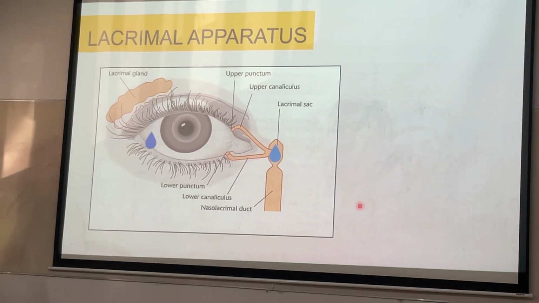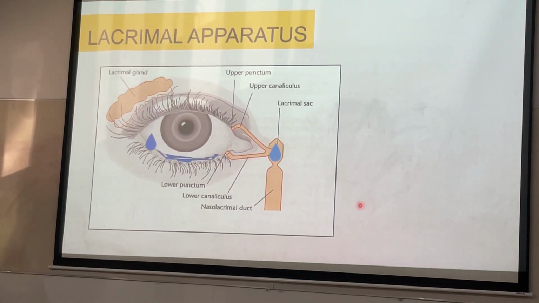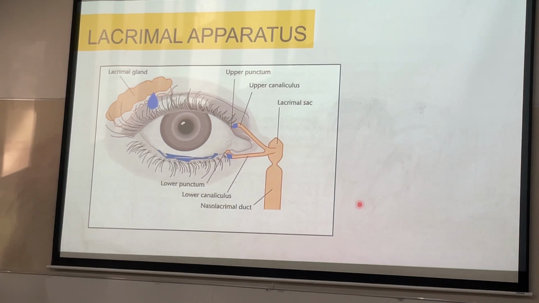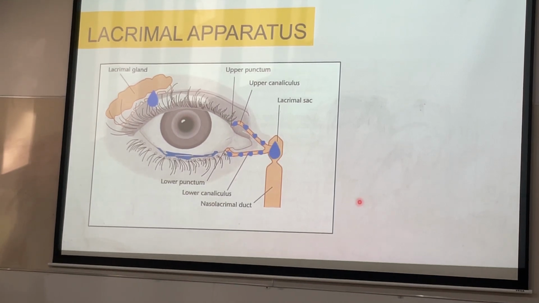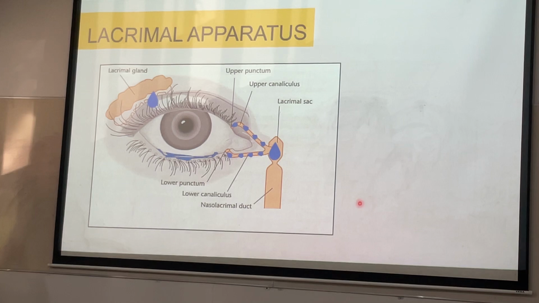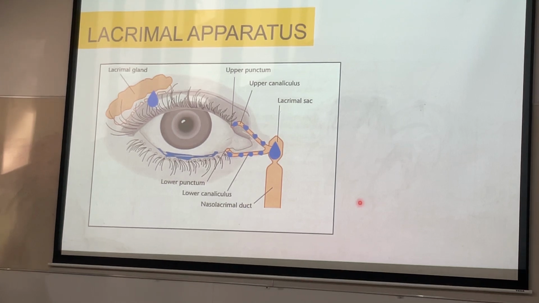So as your lacrimal glands continuously produce tears, they pool in your eyelids. And then the fluid gathers and drains into your lacrimal punctum. Okay. So when you blink, pressure develops and it pushes the water into your lacrimal sac and then eventually drains into your nasolacrimal duct.